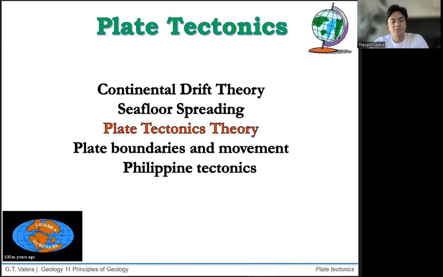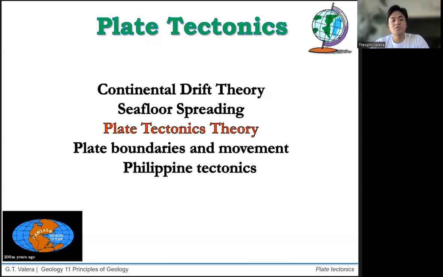Okay, so as I also mentioned before, yung studies of Harry Hess revealed that new oceanic crust is basically formed along spreading centers, specifically along oceanic ridges, and they are consumed along subduction zones, specifically along trenches.